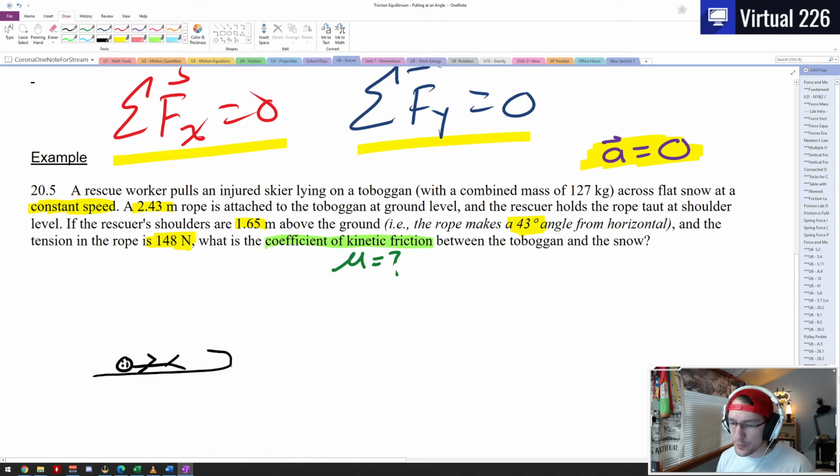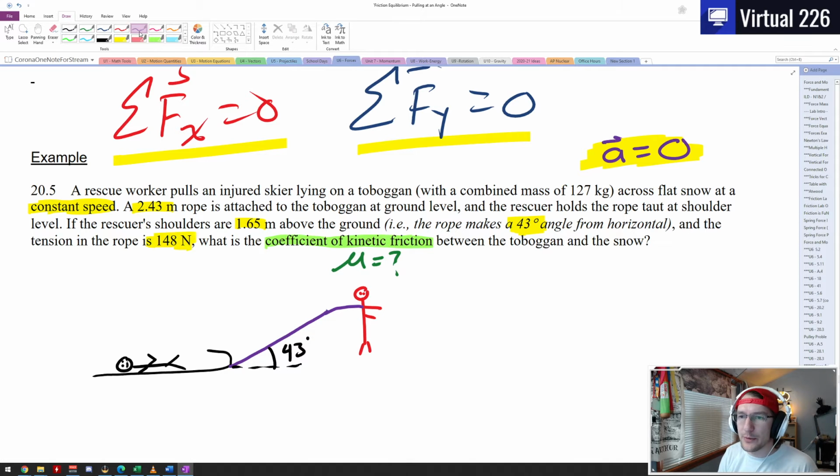And then there's a rope attached to the toboggan. And this rope goes over a person's shoulder. Here's our ski patrol. They look like a zombie for some reason. And we know that the angle that this is made is 43 degrees here. And we know that the tension in the rope is 148 newtons. We also know that there's going to be some friction back here. And we'll take care of that in our free body diagram. So that's our actual picture of the problem.